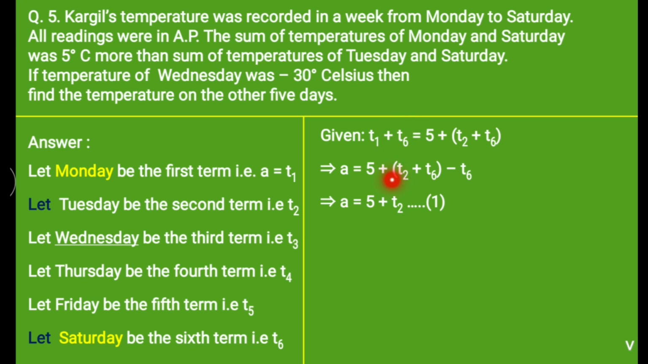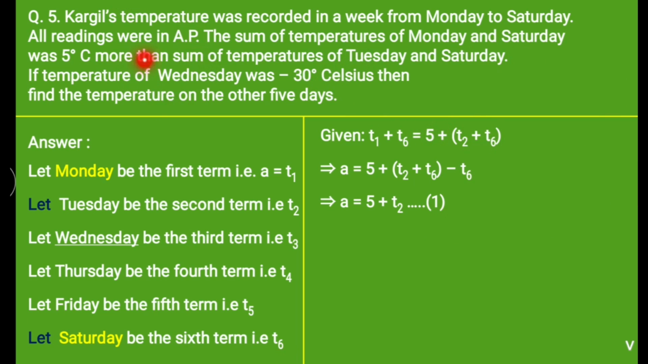So we replace T1 by a, and we transfer this plus T6 to the right hand side. So we get a equals 5 plus T2 plus T6 minus T6, and this T6 gets cancelled. So we get a in terms of T2: a equals 5 plus T2. We denote this as equation number 1.